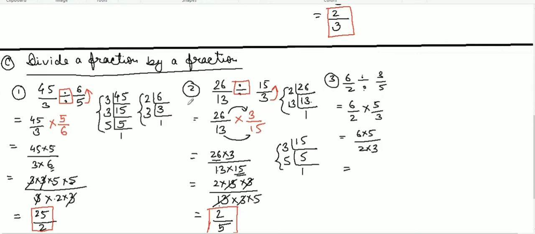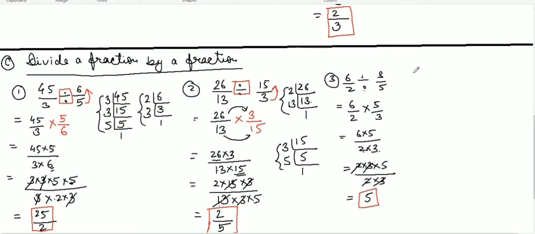Instead of 6, we can write 2 times 3, and write 5 over 2 times 3. We can cancel this 2 and 2, and we can cancel this 3 and 3. What do we have left here? Only 5 at the top. So this is your answer.